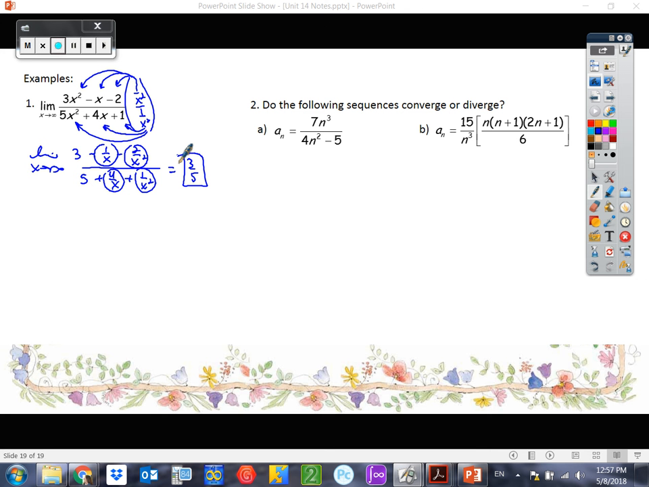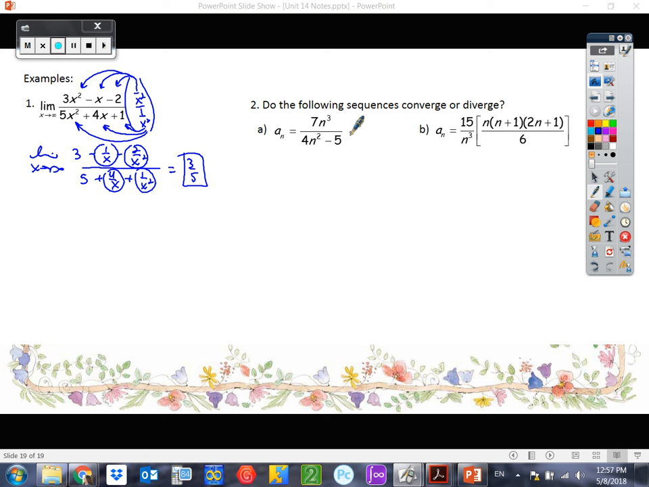Now when we are asked to tell if the following sequences converge or diverge, and we're just looking at them, the test we're supposed to do is take the limit as n goes to infinity. Now it's not going to typically be set up for you like that, you just have to know that that's what you're supposed to do. So that's what we'll do.